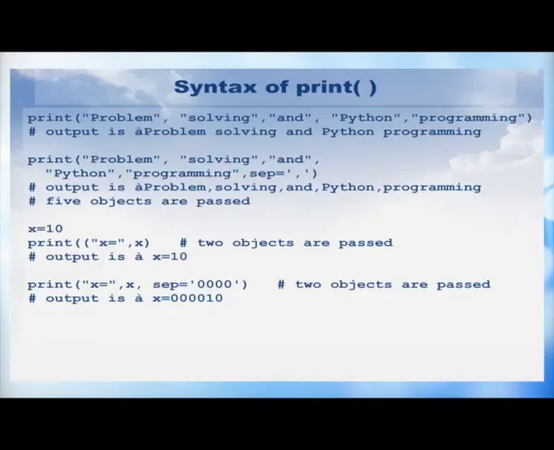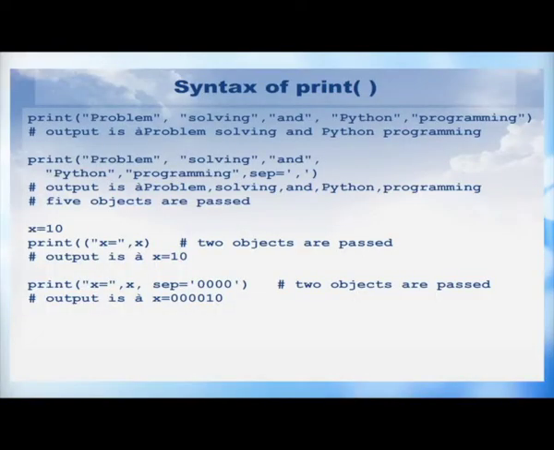Now see the screen. In the first example, print, we have 5 string objects enclosed within double quotes. So, when you print this line, what output you will be seeing is the problem solving and programming. That is, we are using only the list of objects without any separator or new line etc.